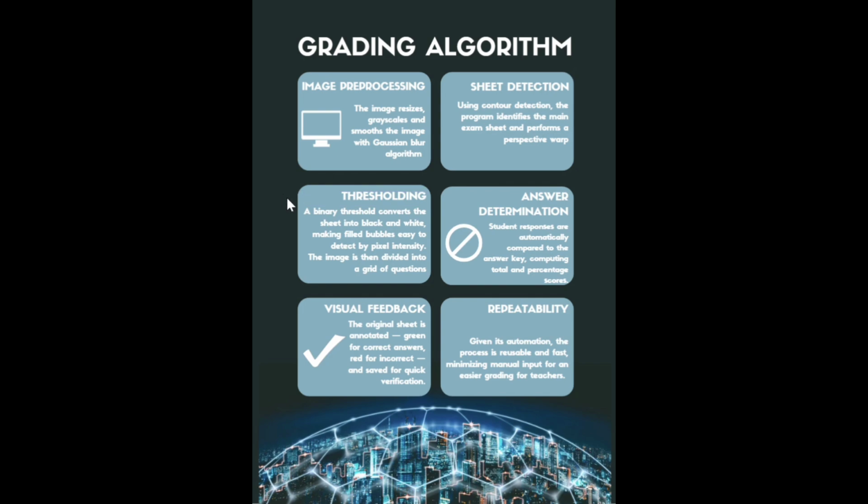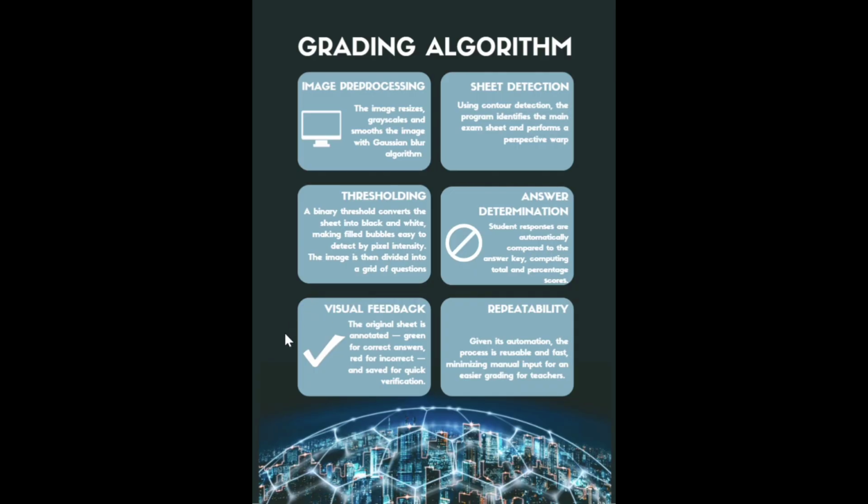Now, afterwards, the algorithm applies thresholding, which is converting the sheet into black and white and making filled bubbles easy to detect by pixel intensity, meaning the bubbles are now big white circles that the algorithm can detect as marked. And then that image is divided into a grid of questions so that it can determine the answers. The student responses are automatically compared to the answer key given by the user, computing total and percentage scores.